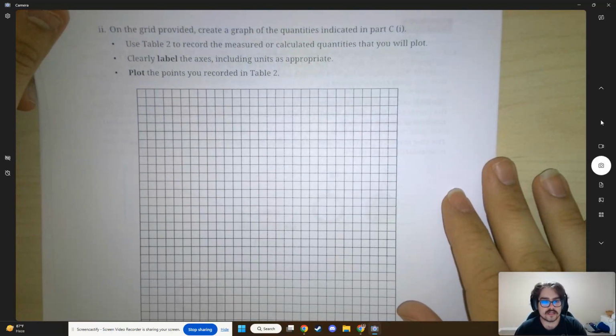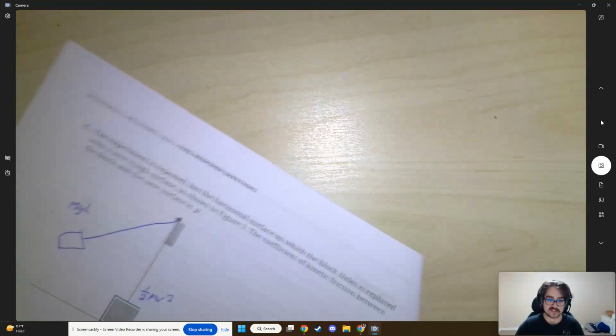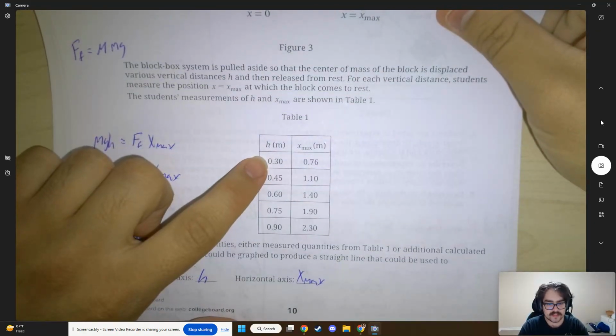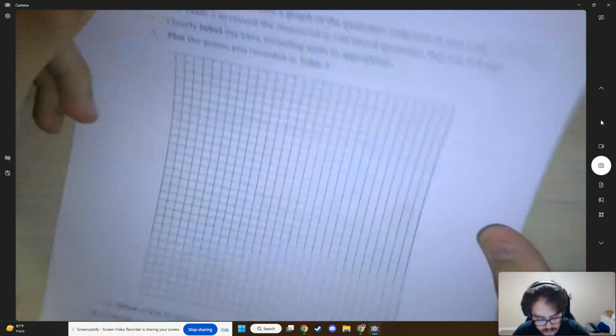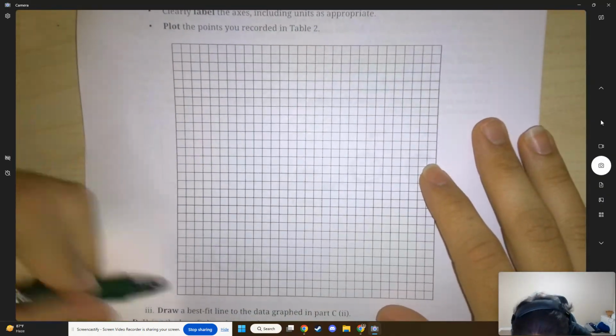Okay, create a graph of the quantities. This is probably going to take the longest time to do on the video. Okay, my heights range all the way up to 0.9. Depending on how many squares I have, I might just go by 0.1. Oh, I've got more than 10 squares here. How many do I have?